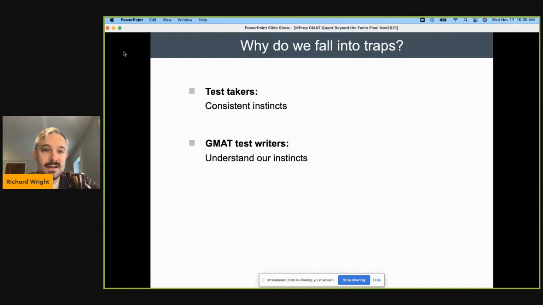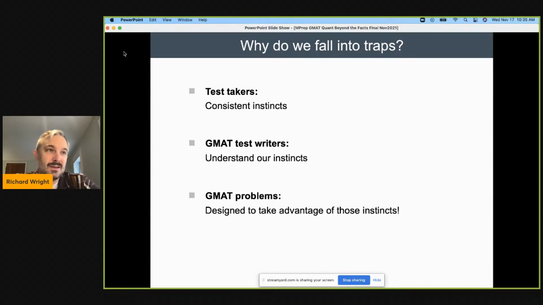And so because the test writers know the general instincts that most human beings share, they design problems on purpose to take advantage of those instincts, right? So a big part of getting good, and this is true across the GMAT, this isn't just for the quant section, a big part of getting good at the GMAT is learning to recognize the signals for the traps that the GMAT is setting for you, and learning to recognize the kind of psychological pitfalls that most people fall into, and then trying to teach yourself to avoid falling into those pitfalls.